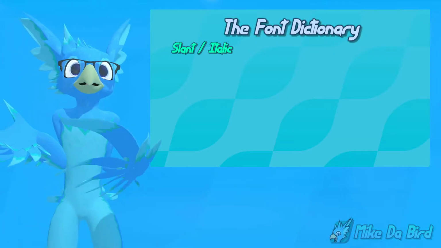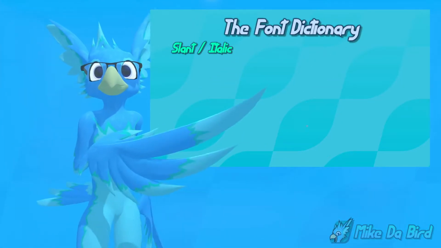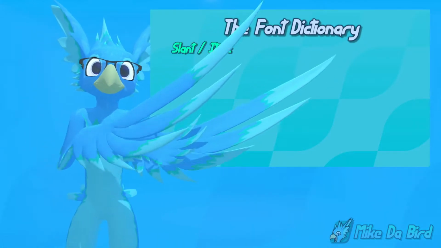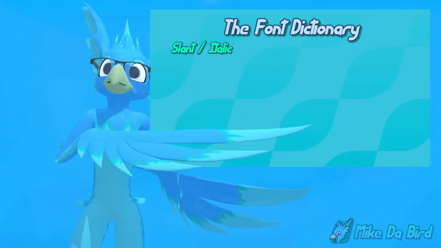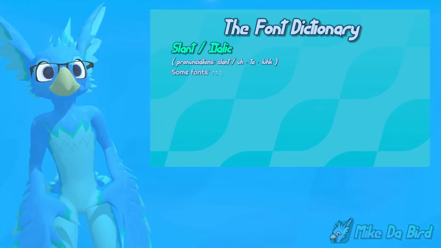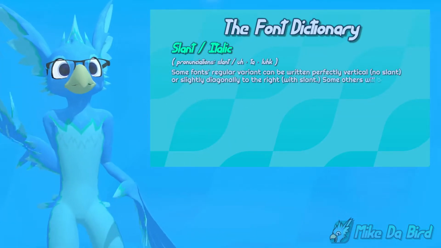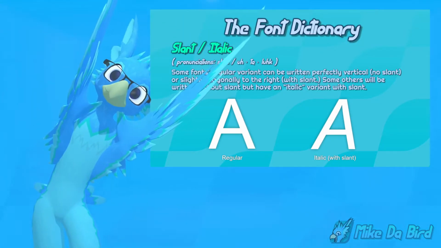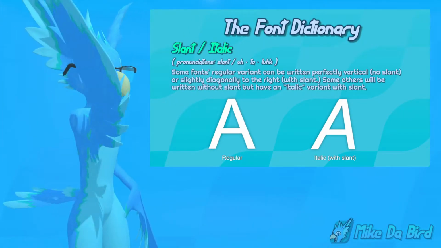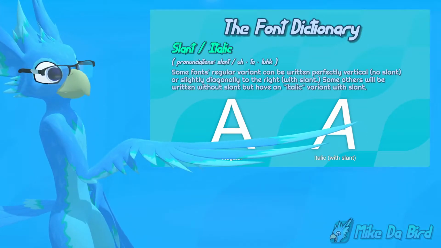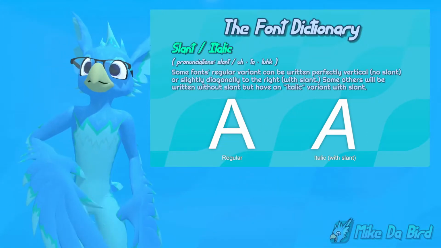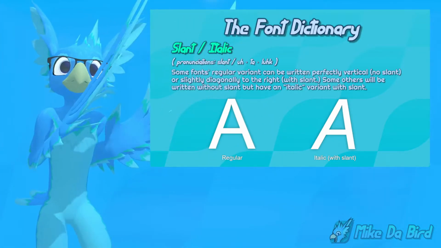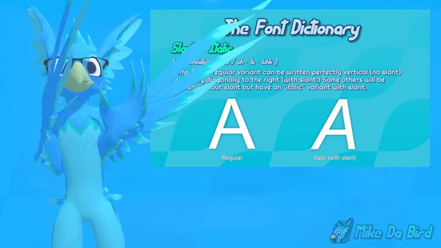Then you got slant and italic. Pretty much the same as bold, where one is the name of the actual thing, and italic is the name of the variant. Some fonts you might notice will be a little crooked on the side. For example, over there, it's a bit crooked on the side. That's called italic, but that's the name of the variant. The name of the actual thing is called slant.